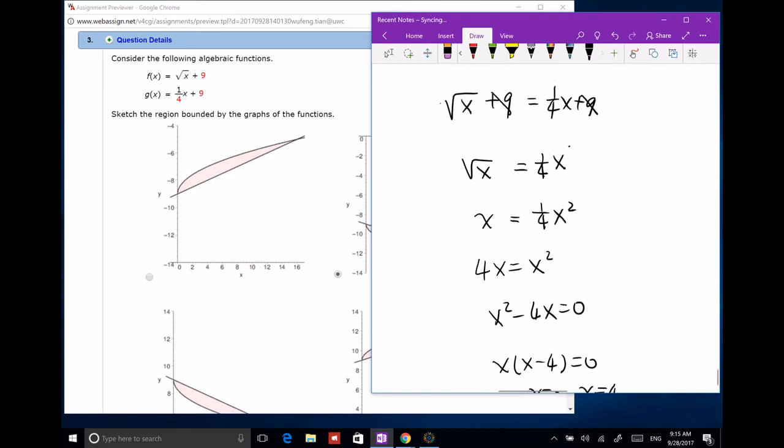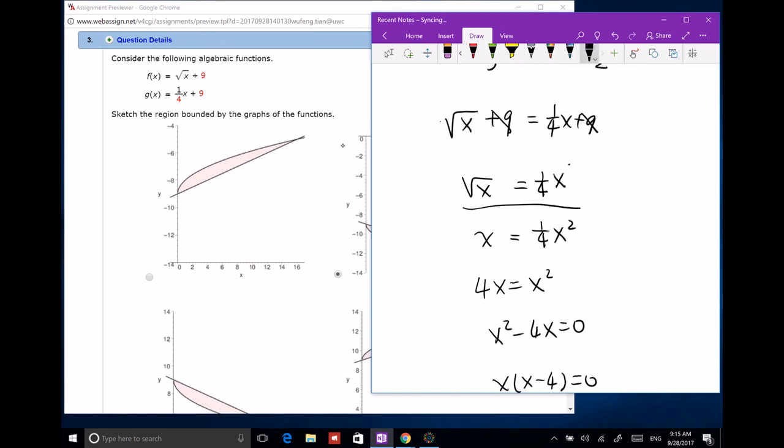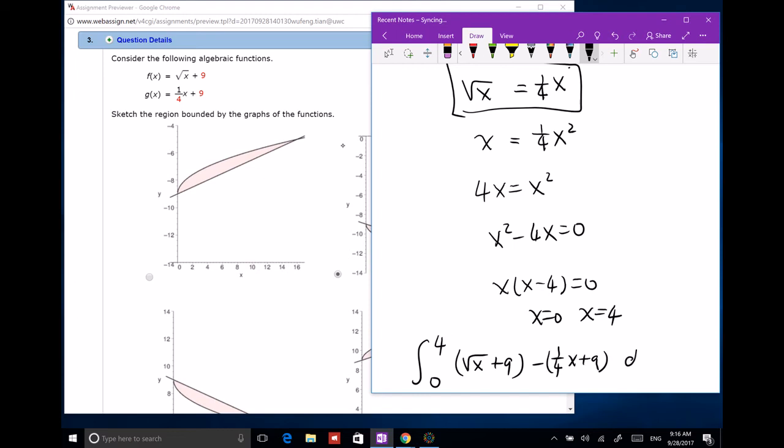That should be okay for you, right? Does that make sense to everyone? You set up these two equal to each other, you should be able to solve for x. That's just an easy calculation. After you do that, you just take the boundary from 0 to 4. Obviously, square root of x plus 4 is bigger. Minus 1/4 of x plus 9 dx.